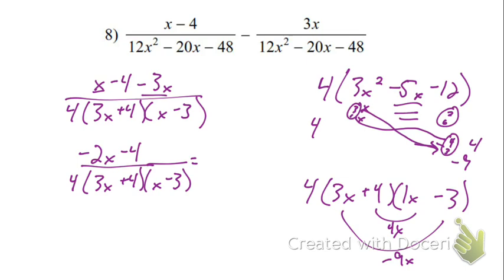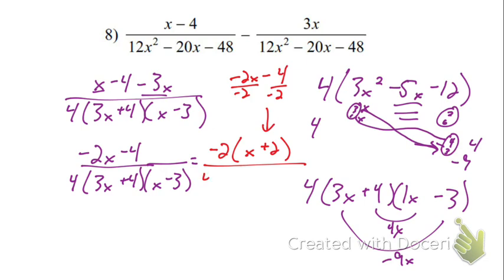If there's a negative to start with, take out a negative. Take out that negative 2, you're left with x plus 2. Don't forget, if I divide negative 2x minus 4 by negative 2, that's where the positive 2 comes from. This is still all over 4, parentheses, 3x plus 4 and x minus 3.